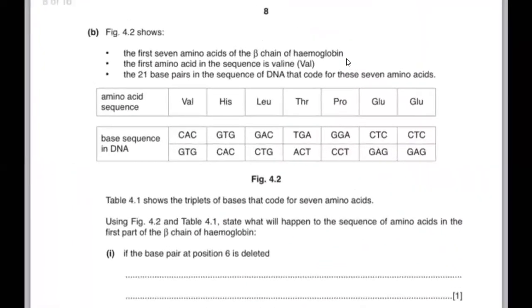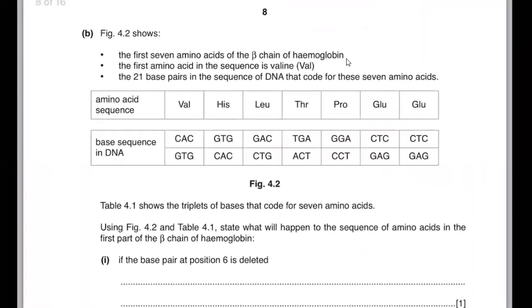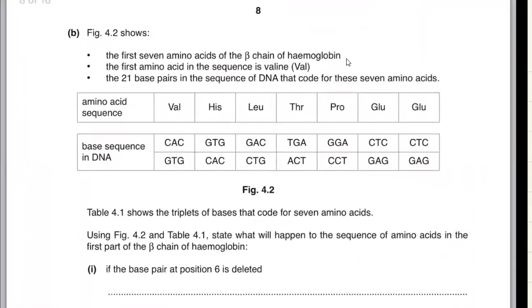Okay, it's a challenging question, and it's a challenge for all of you. This figure shows, figure 4.2, right? The first 7 amino acids of the beta chain of the hemoglobin. Remember, we are doing the beta chain hemoglobin, not the alpha chain. Okay? First 7 amino acids you can see. The first amino acid in the sequence is valine. The 21 base pairs in the sequence of DNA that code for these 7 amino acids.